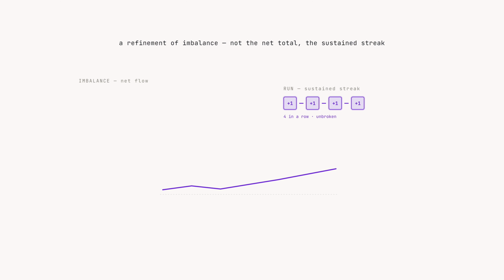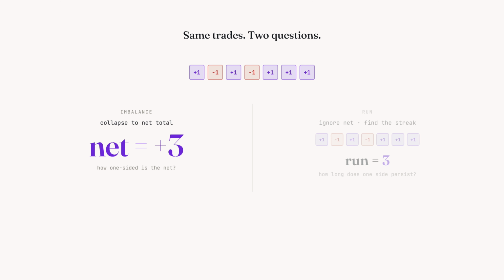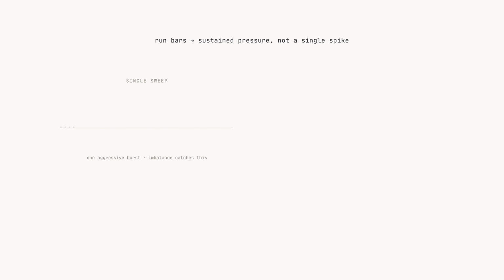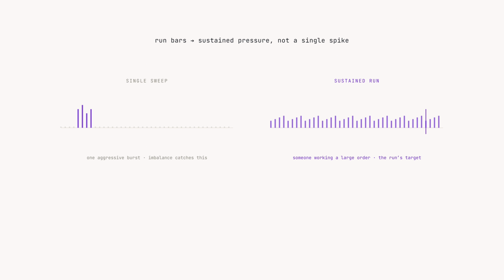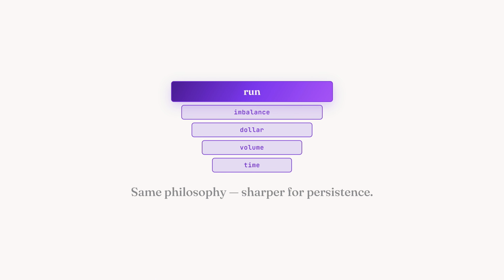There's one more refinement worth knowing. Run bars. Instead of total imbalance, they track runs, sustained sequences of flow in one direction. Imbalance bars ask, how one-sided is the net flow? Run bars ask, how persistent is the one-sidedness? They're tuned to detect sustained pressure, the footprint of someone working a large order over time, rather than a single aggressive sweep. Same philosophy, sharper edge for persistence.